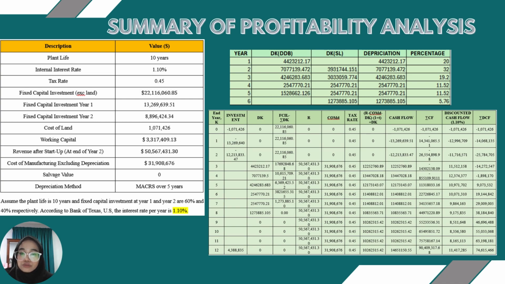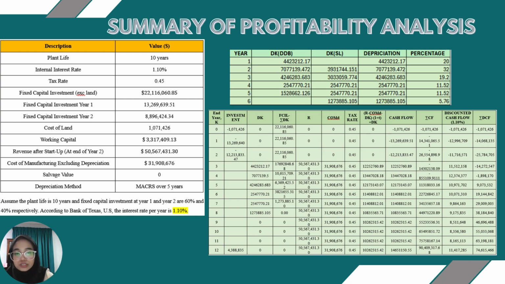So for the cash flow column, the first 3 years take the value of investment from year 0 to year 2, and the next years take the value of revenue minus COMD, multiplied by 1 minus the tax rate, plus decay.